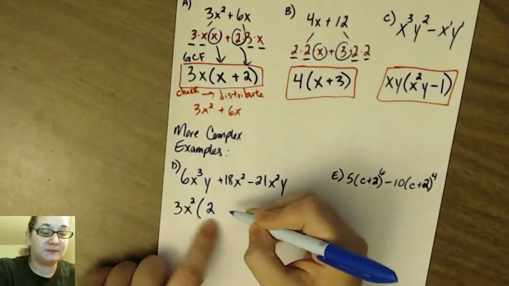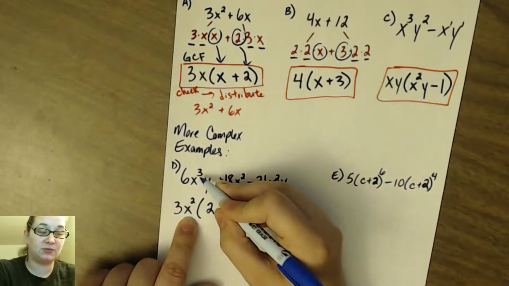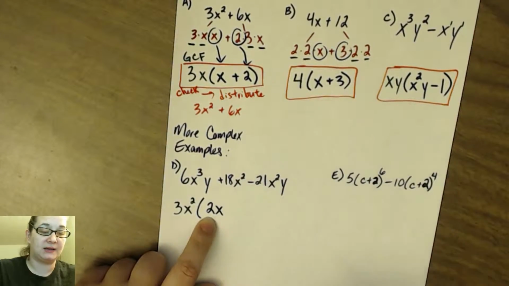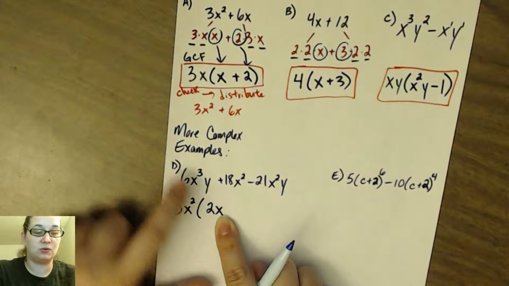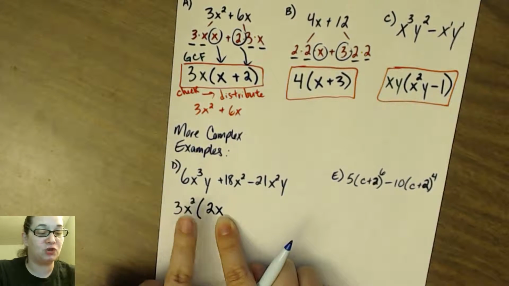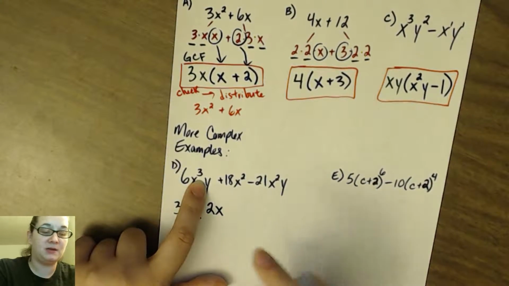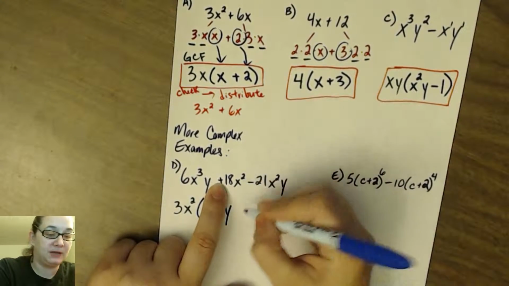X squared times what would give me an x cubed? Well, I have 2 x's and I need 3. I'm missing an x. So x squared times x, that would give me 3 x's total. That would give me the x cubed. And I'm not done yet. There's no y on the outside, and I need a y up here, so I have to have at least a y right there. The symbol says plus.